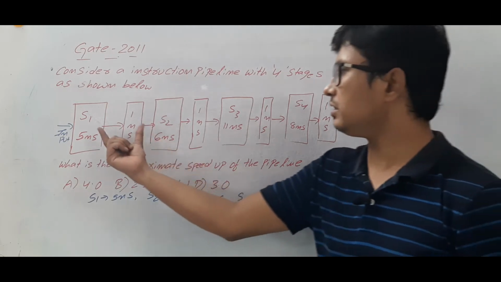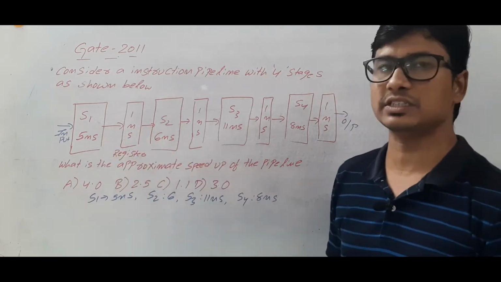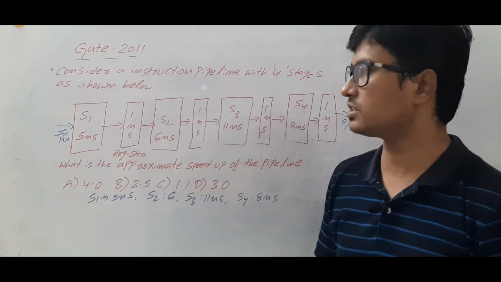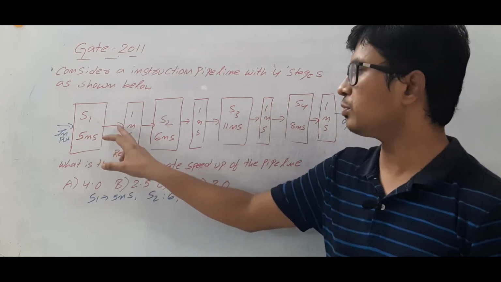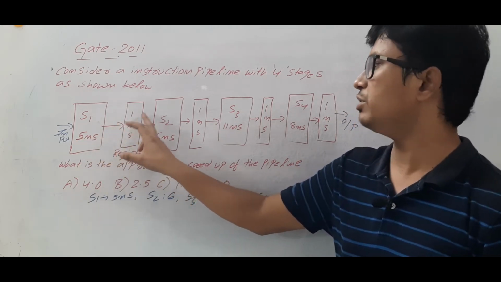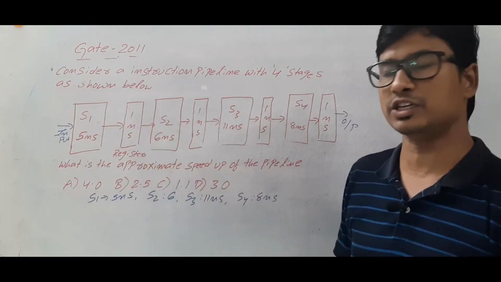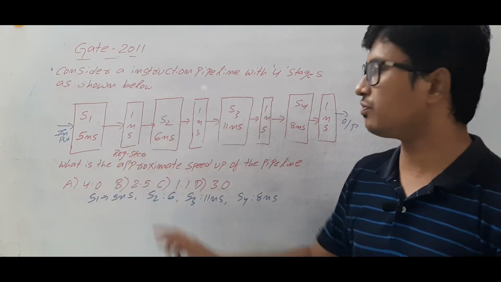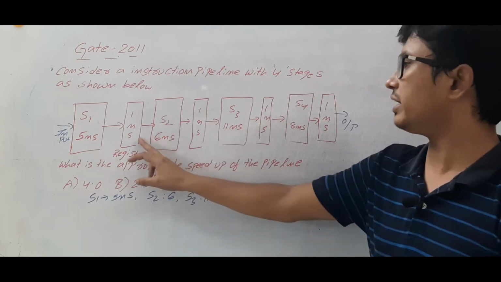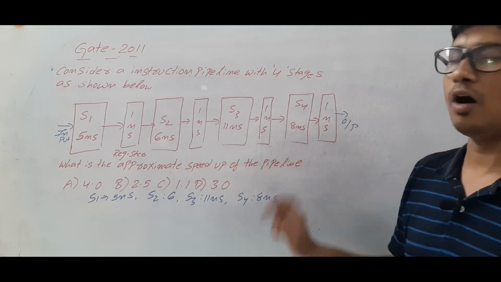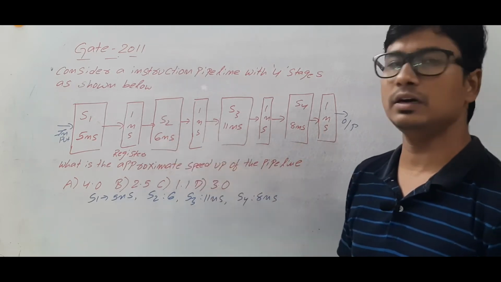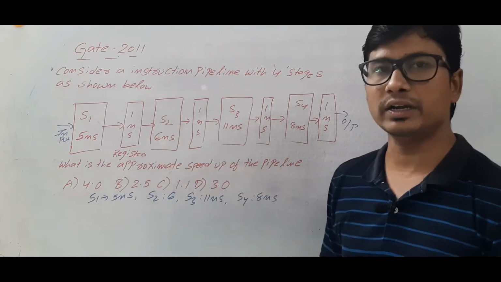So in between the stages you have the registers. What is the purpose of this register? Stage 1 output will be saved in the register, which will act as an input for stage 2. And what is the delay of each register? They have given 1 nanosecond. If you see, all the registers have an equal delay of 1 nanosecond.